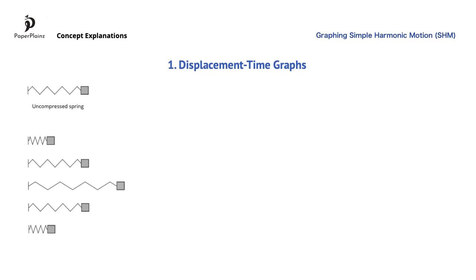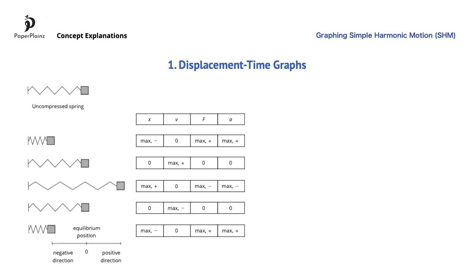We used a simple scale to show the equilibrium position, the negative direction, and the positive direction. Afterwards, we created a table to describe x the displacement, v the velocity, F the force, and a the acceleration at these 5 different positions during an oscillation.